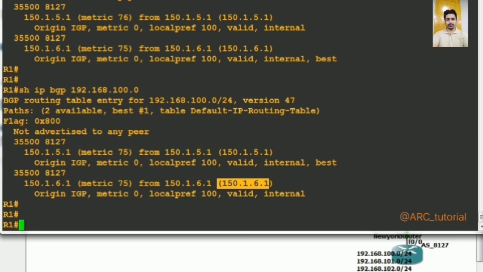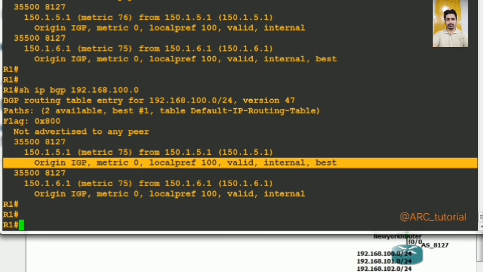Next is what? Lowest neighbor address. So now do one thing to prove it actually. See, this time based on lower router ID, it has defined its best path via R5 because R5 is having lower router ID than R6. Compare it.